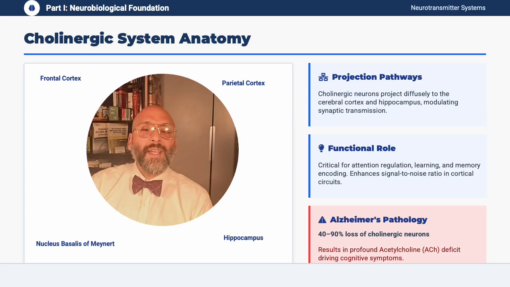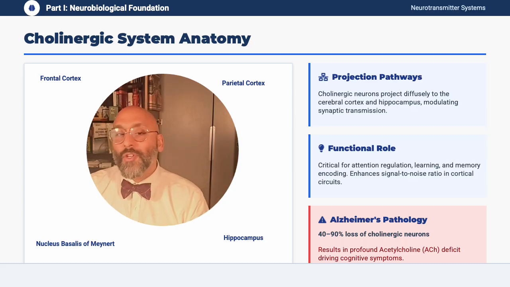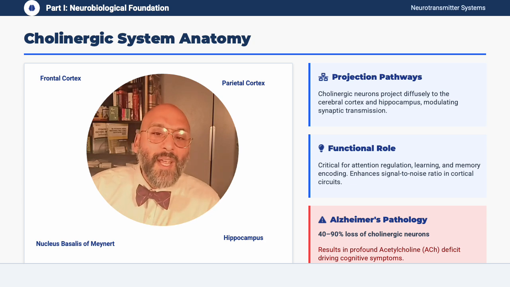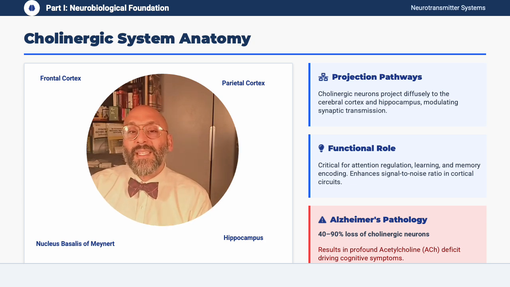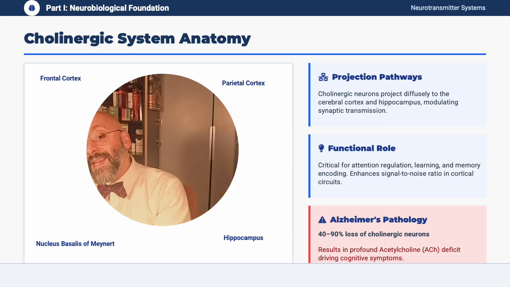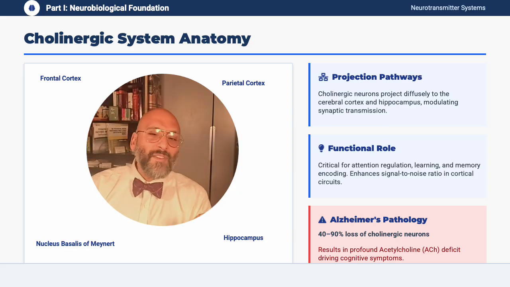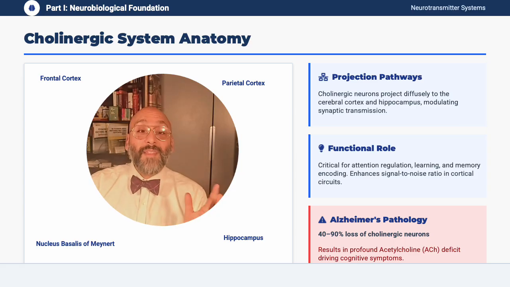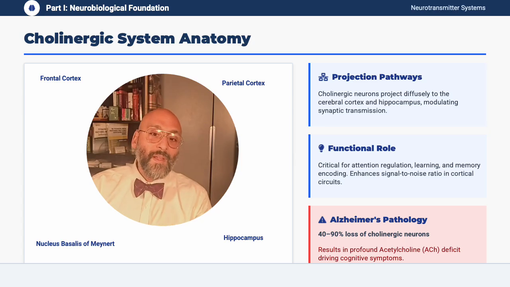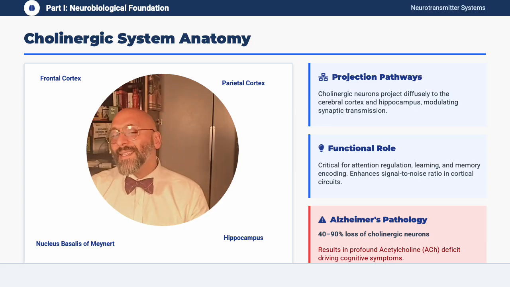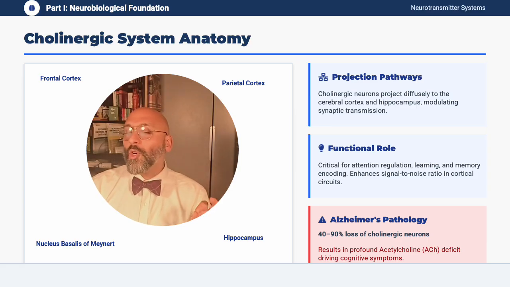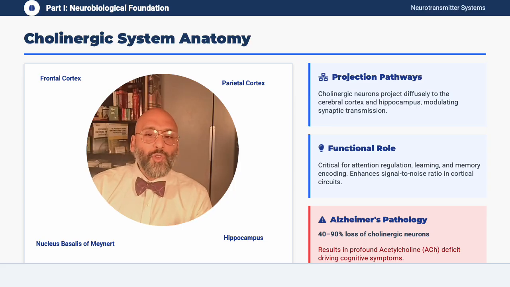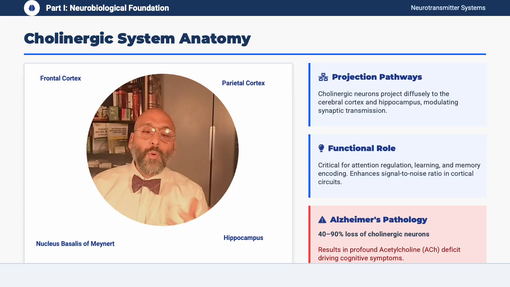So cholinesterase inhibitors, for example, do not stop neurodegeneration. What they do is temporarily increase synaptic acetylcholine to optimize the remaining circuitry. So this is why benefits are very modest and time limited and often just symptom focused rather than disease modifying. So when cognition feels foggy or fragmented or effortful, especially for attention and new learning, think about cholinergic tone. And remember that treating the cholinergic system is about supporting function, not reversing pathology.